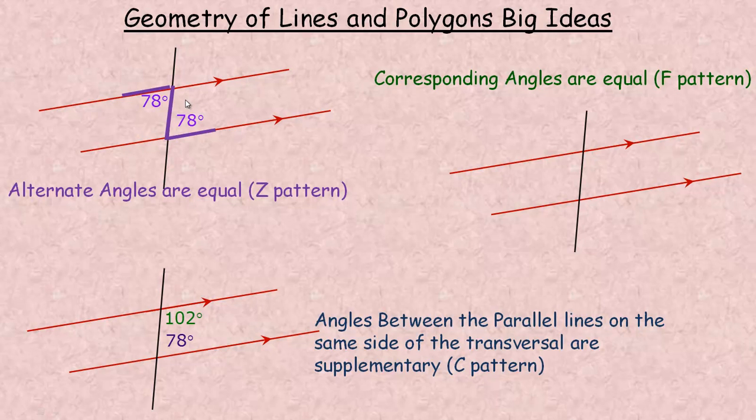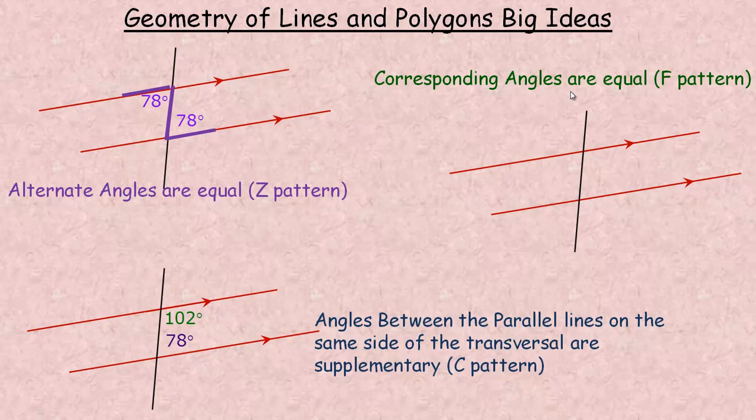The reason I know that's 102 is because this 78 and that one together make a straight line, and a straight line is 180 degrees. So 180 minus this would be 102. 180 minus this would be 102. So this is 102 over here as well. So that's the alternate angles.